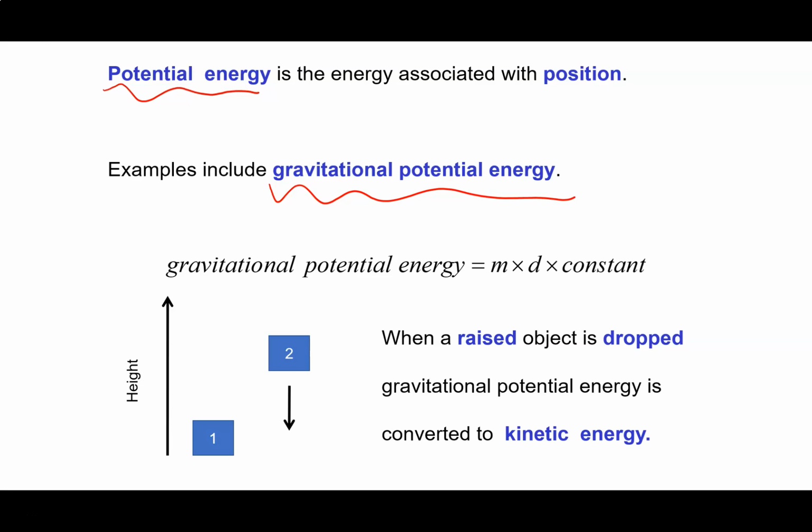Now, it's important to recognize that gravitational or any form of potential energy can be converted into kinetic energy. So if we raise an object up and then we let it go, it will fall towards the ground. Its potential energy will decrease as it gets closer to the ground, but that potential energy will be converted into kinetic energy and it will start speeding up.